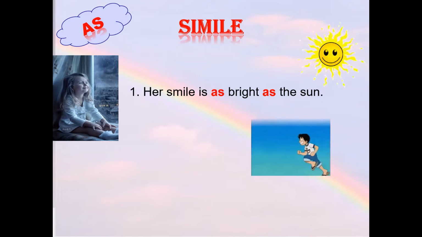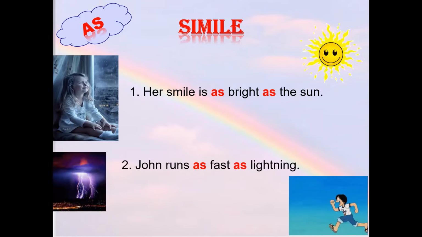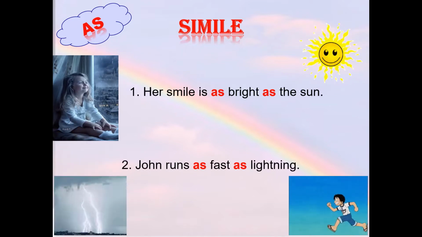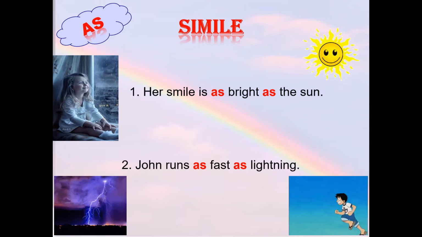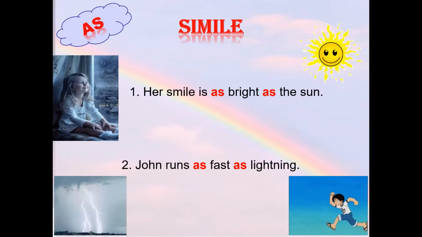Let's look at one more example. John runs as fast as lightning. In this sentence, John's speed of running is compared to the speed of lightning. So we have used the word as to compare them. Now let us see some examples of the word like.